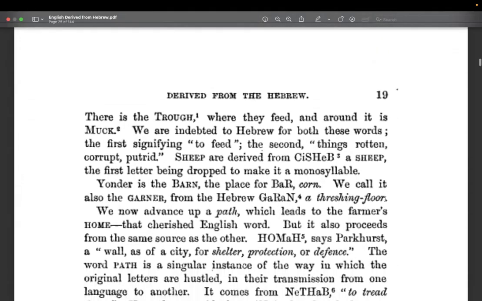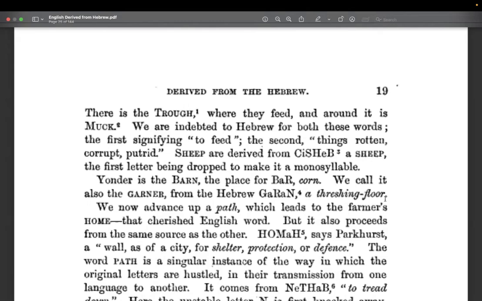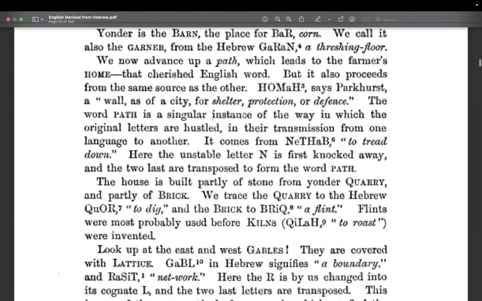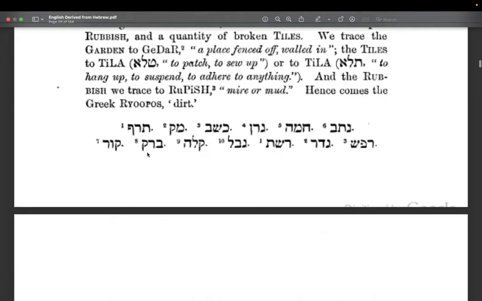There is the trough, where they feed, and around it is muck. We are indebted to Hebrew for both these words. The first signifying to feed, the second things rotten, corrupt, or putrid. Now, those two words are number 1 and 2 here. So trough, literally tau, resh, pay, trough. And then muck, you'd have mem. In the full Hebrew, you would have a wah here for the U sound. And then the kof, muck.